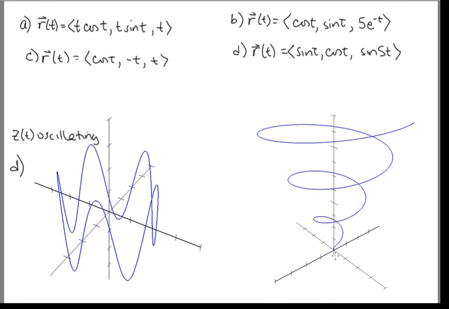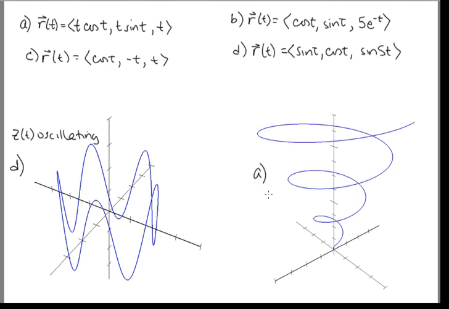We can see that our x and y values are oscillating, but they're also growing in size. They're not bounded. So we have a t cosine t. We get the oscillation from cosine, but we get the unboundedness from this factor of t. Same thing in the y. We get the oscillation from the factor of sine t. We get the unboundedness from the t. And then our z values continue to grow linearly. And so that's the graph of function A.